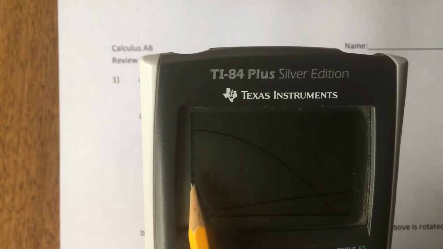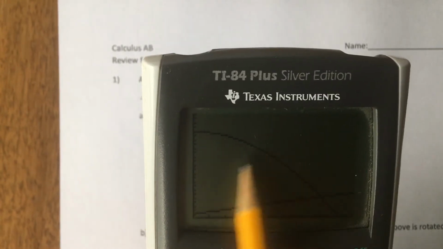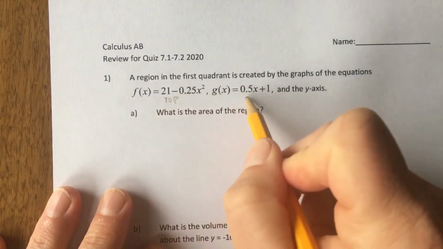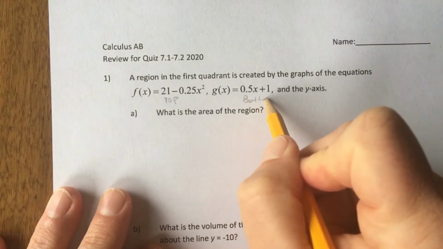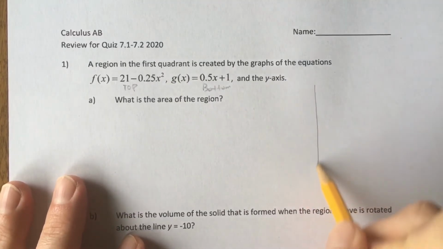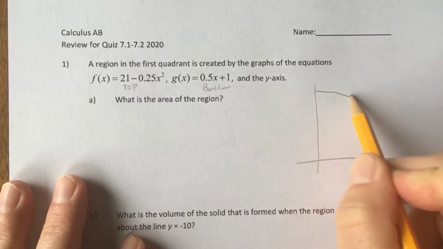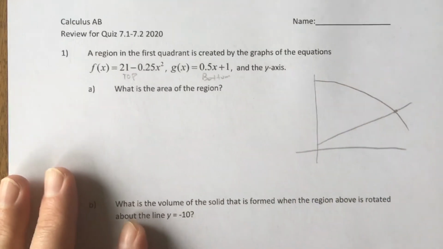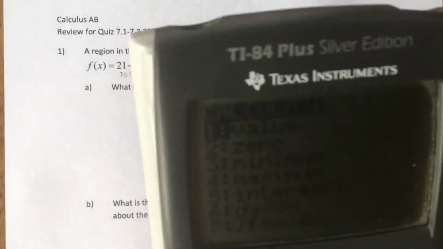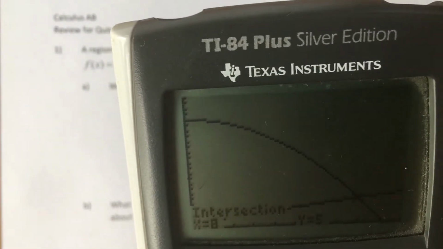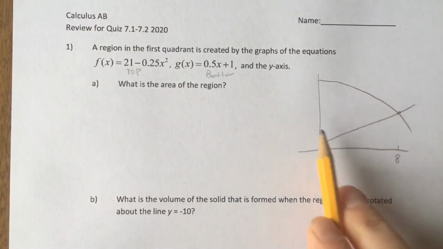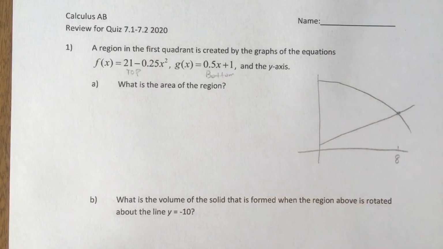It says the y-axis is acting as our other border. So we're looking at this region right here. Based off of that, we see that the top function is the f and the bottom function is the g. Maybe it'll help us for a later part if we draw this out a little bit. We do need to know where they intersect, so if I go to intersect real quick, it says that happens at x equal 8. So our integrals will be going from 0 to 8 for all 3 parts here.